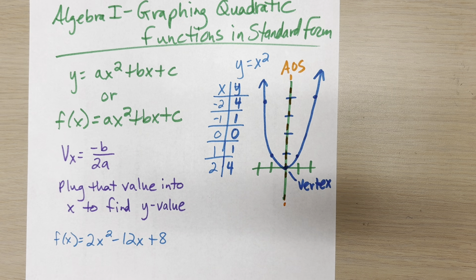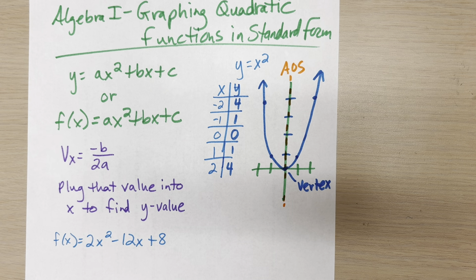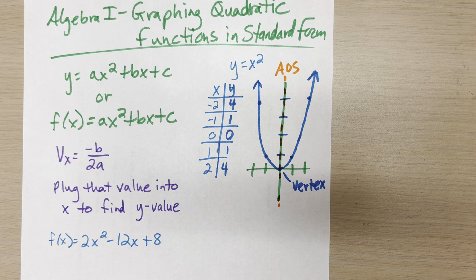This video is for our Algebra 1 students who are seeing quadratic functions for the first time. We're going to be looking at standard form, how to find a vertex, the equation of the axis of symmetry, discuss minimum and maximum function values, as well as domain and range. There's a lot to do, so let's get to it.